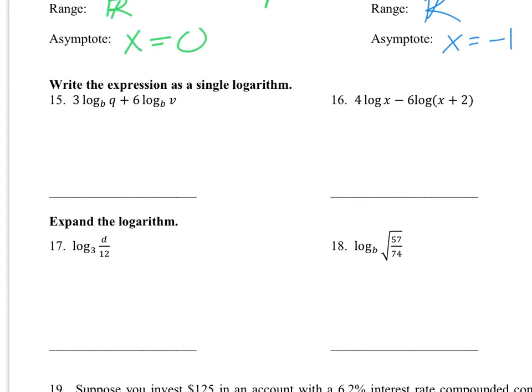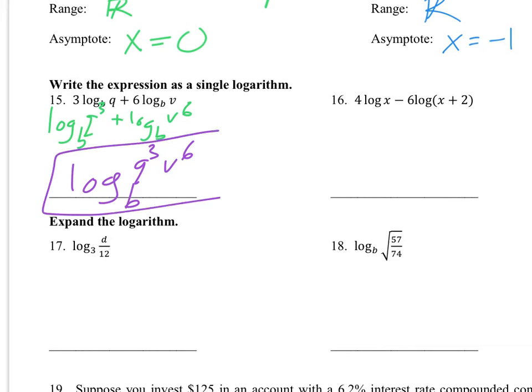Alright, so condensing these logarithms down to a single logarithm. So if I try to do just a little bit at a time, I get a log base b of q to the 3rd power plus a log base b of v to the 6th power. And then using the product property to condense that down, I get log base b of q to the 3rd, v to the 6th, and that would condense that down to a single log.